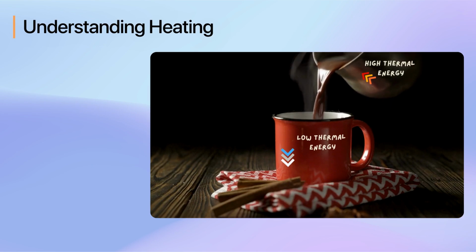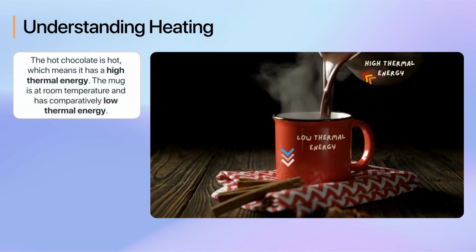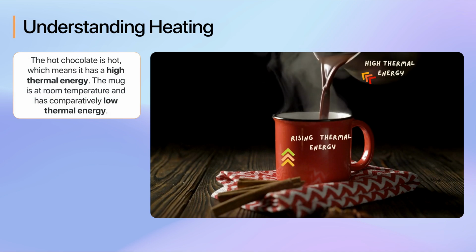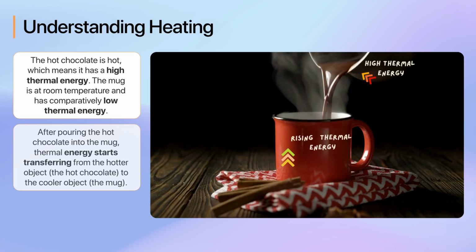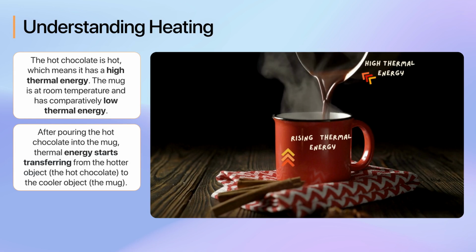Imagine pouring a cup of hot chocolate into a mug. Initially, the hot chocolate is steaming hot, which means it has a high amount of thermal energy. The mug, on the other hand, is at room temperature and has comparatively low thermal energy. After pouring the hot chocolate into the mug, thermal energy starts transferring from the hotter object, the hot chocolate, to the cooler object, the mug.